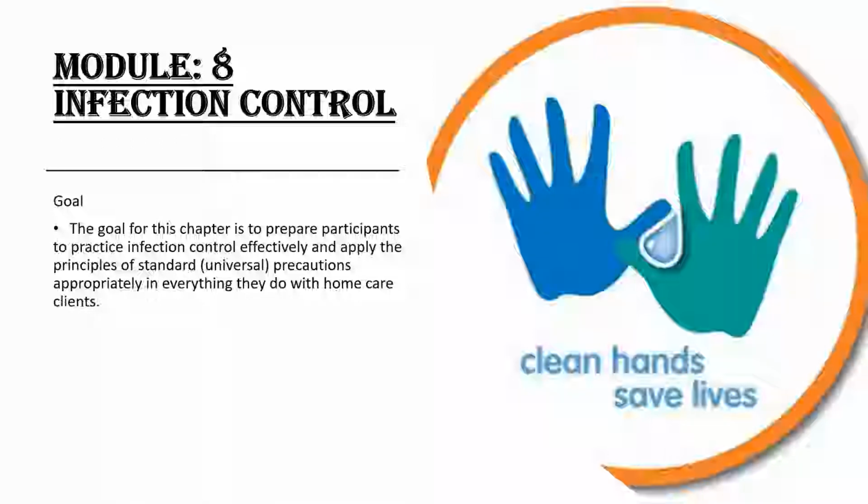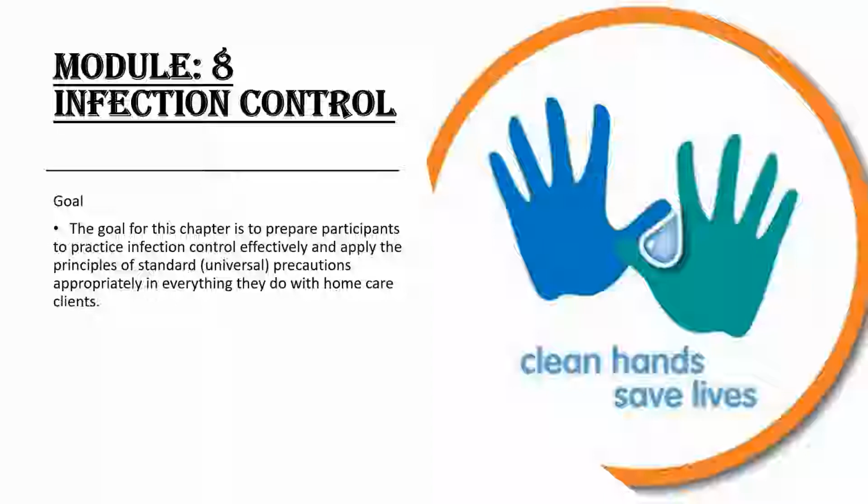So now let's proceed to Module 8, which deals with infection control. The goal of this module is to prepare participants to practice infection control effectively and apply the principles of standard or universal precautions appropriately in everything they do with home care clients. Protecting clients from infectious disease is an important part of a direct care worker's job.